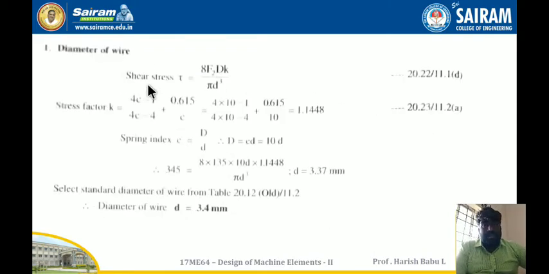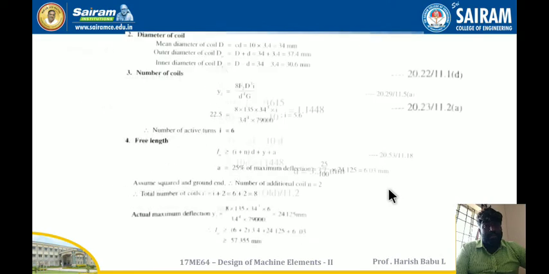So for the diameter of the wire, shear stress tau is equal to 8 F2 D k divided by pi d cube. Finding the k value using C, I get k value as 1.1448. Spring index C is equal to capital D by small d, so I get capital D in terms of small d as 10d. Substituting that, I get small d as 3.37 mm. So the standard value of the diameter of the wire will be d is equal to 3.4 mm.